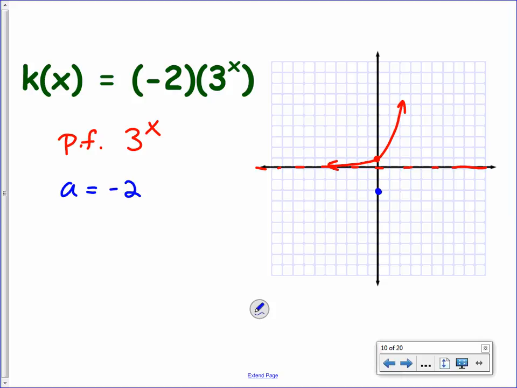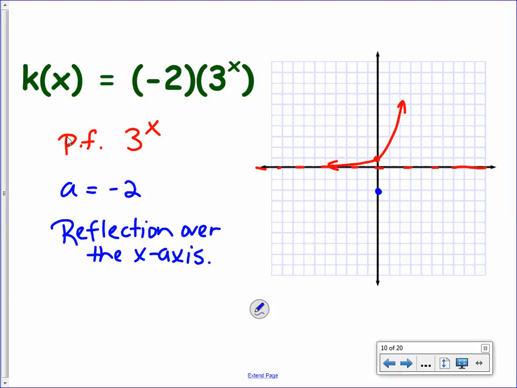Essentially, for your transformations, because a is negative, it is a reflection over the x-axis, or a vertical reflection. And then because the absolute value of a is equal to 2, that's a vertical stretch by 2 as well. So you guys, we're just using the same transformations that we learned in the very first chapter. If you feel like you've forgotten those, you might want to go back and rewatch that video.